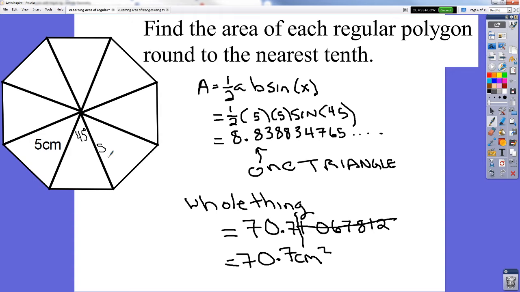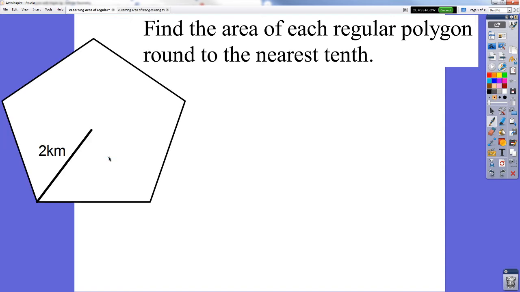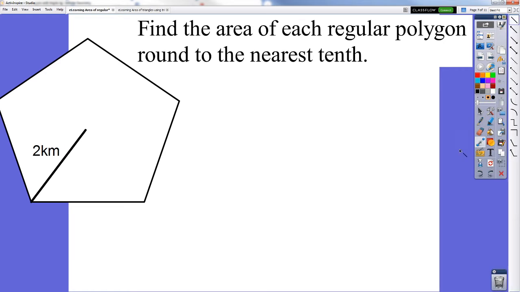Let's do a couple more problems just so that we're all on the same page. Here's a second one. I'm going to give you a little bit of time to do it. Hit the pause button, and I'll be here waiting. Okay, so here we go. Just like before, we are going to split this up into triangles. You're going to figure out that there's 5 of them. This is a pentagon. That's not a surprise.